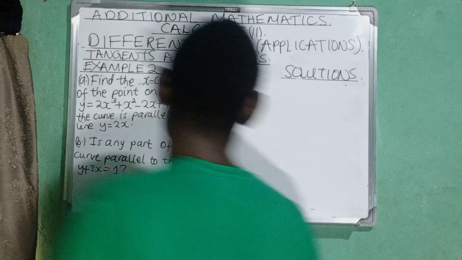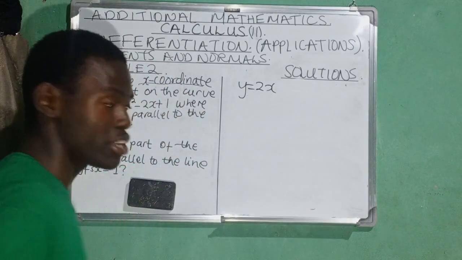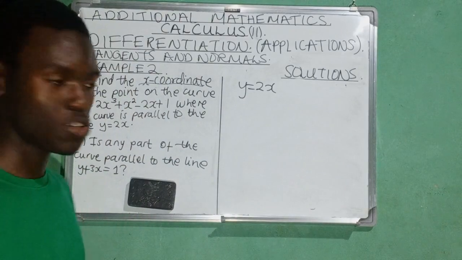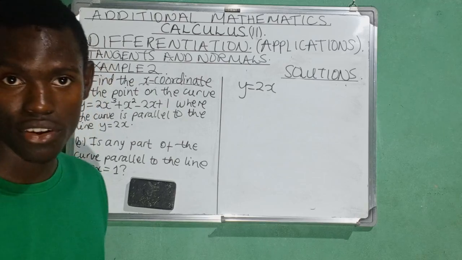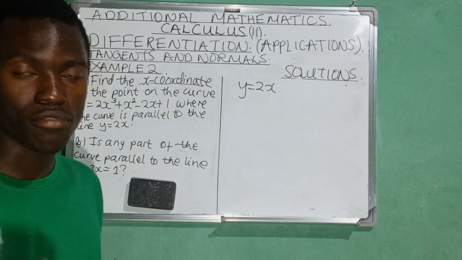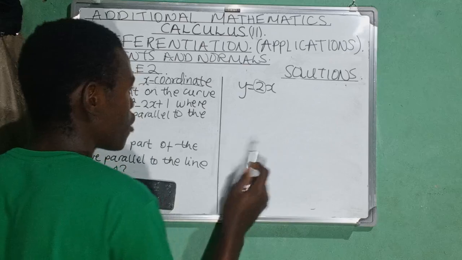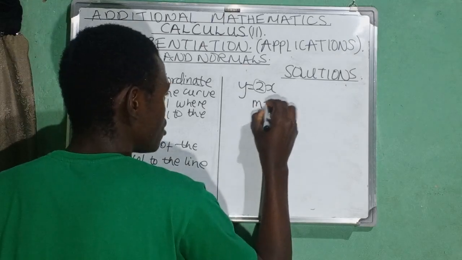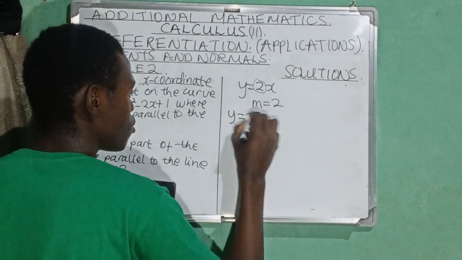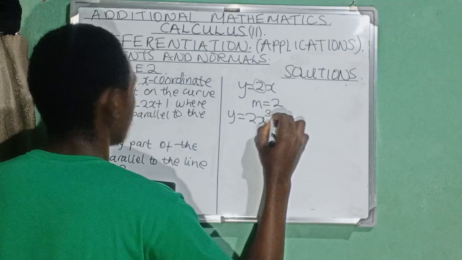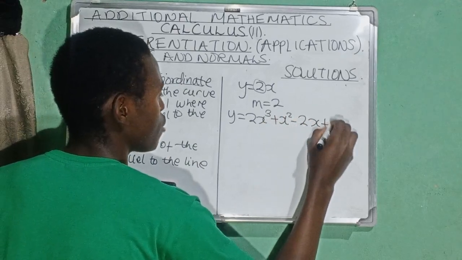So we have the line y is equal to 2x. What is the gradient for this line? What we do is we get the number in front of x, and in this case the number is 2, so gradient is equal to 2. And then we write our equation: y is equal to 2x cubed plus x squared minus 2x plus 1.